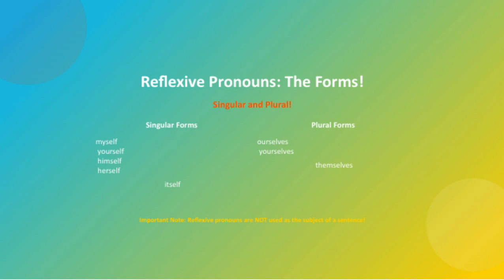It's helpful to remember that these pronouns are used when the subject and the object of the sentence are the same person or thing. And finally, the key takeaway here is that reflexive pronouns come in both singular and plural forms, and it's crucial to use them correctly to avoid confusion or grammatical errors.